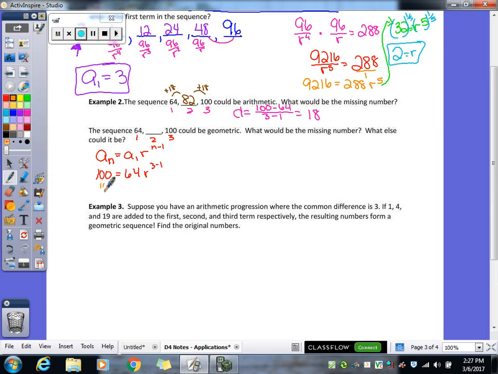Divide by 64. That gives me r squared. Take the square root of it, and r equals plus or minus 10 over 8, which is really plus or minus 1.25. So if I multiply 64 times positive 1.25, I get an 80. Or times a negative 1.25, I get a negative 80. So it could be 80, or it could be negative 80.